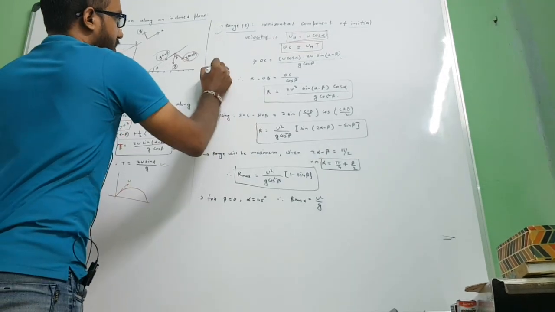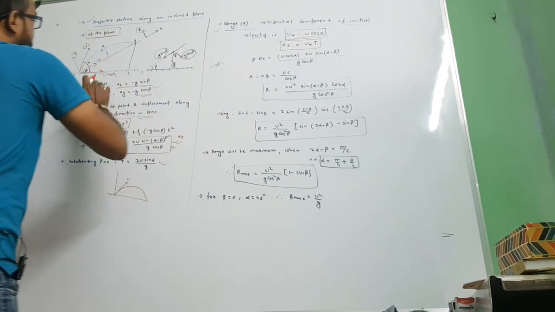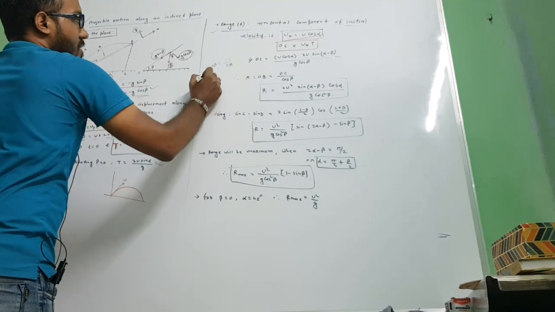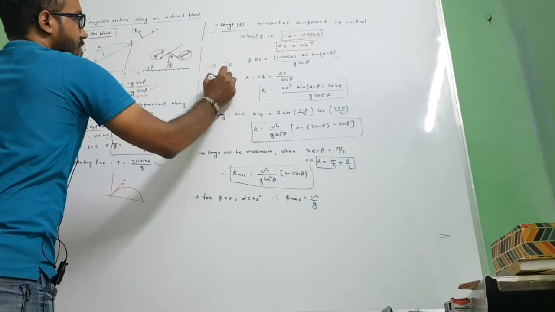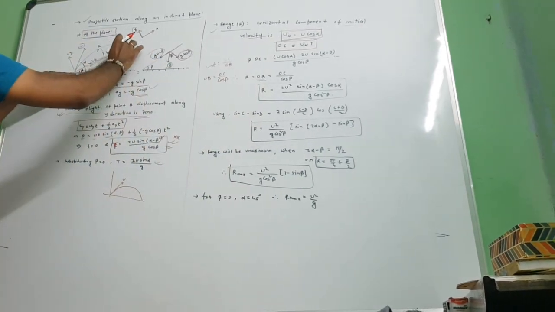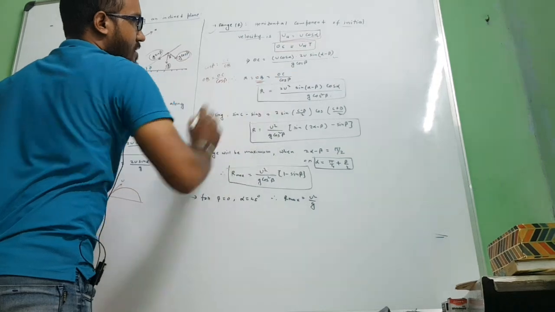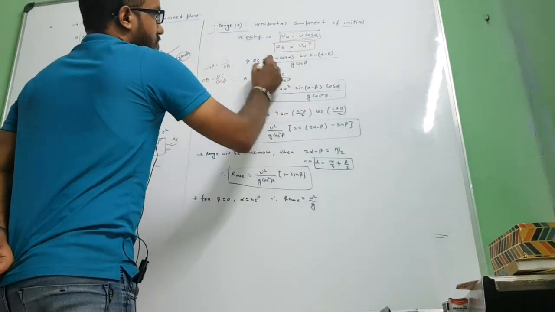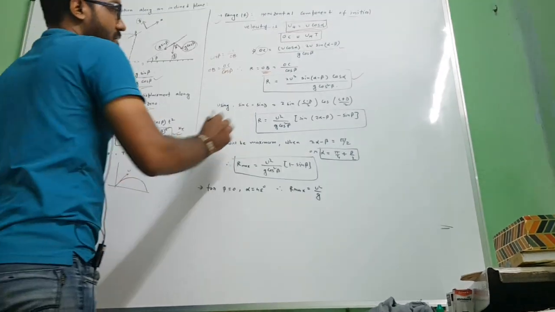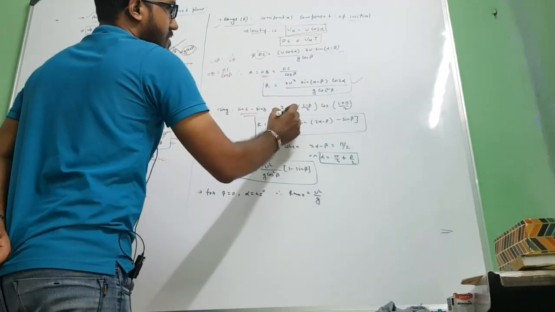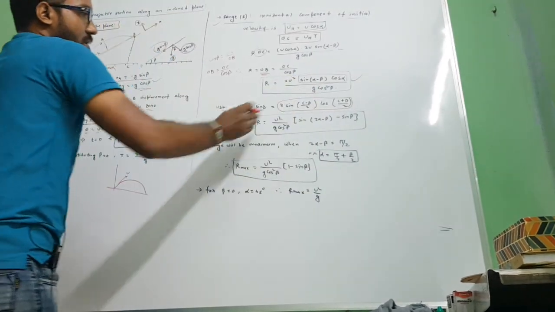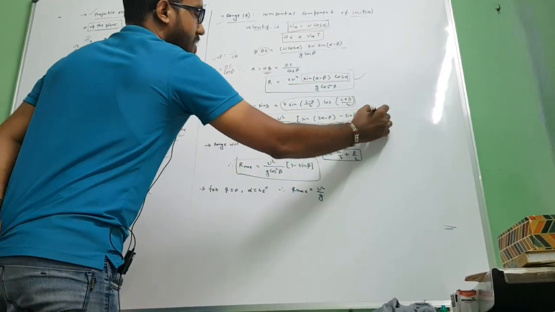Now cos beta, what would be cos beta from here? Base by hypotenuse, that is OC by OB. Now what is OB? OB would be OC by cos beta. So our horizontal range would be OB equals OC by cos beta. Now we have found out OC, put the values, you will get the horizontal range as this. Now apply sin C minus sin D in this formula. We can write the horizontal range in this term also.